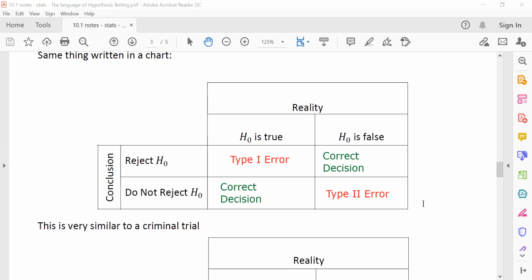So this is a useful little box. There's two states of nature, two states of reality, and then there's two conclusions you'll draw. The problem is you can't ever know if you're right. You go out there, you collect research, you're looking at the research, but there's always a probability that you're wrong. In fact, we're going to set the level of a test, which we call alpha, the probability of making a type 1 error, and that's something that we get to determine before the fact.